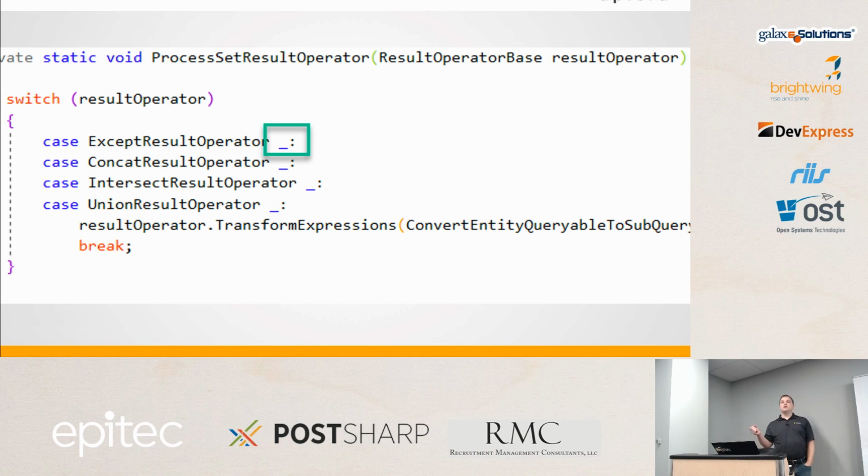It's worth noting that this introduces a slight change to C#, because before C# 7, the underscore was actually a valid identifier. If you wanted to have a variable named underscore, you could do that. If you wanted to have a function named underscore, you could do that.